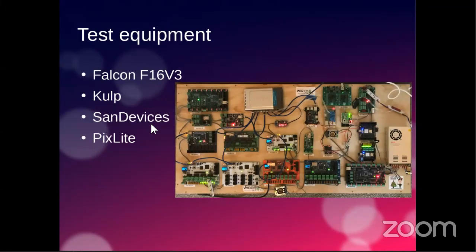So the next thing I wanted to do was to test all the controllers that I have and look at how they drive pixels. So I tested the F16 V3. I have one of the cult boards here. This is from about a year ago that Dan gave me. I have an older SAN devices here, and I have a bunch of Pixlights as well. And so I wanted to look at what the signals look like when they come out of each of the controllers, and are there any differences?